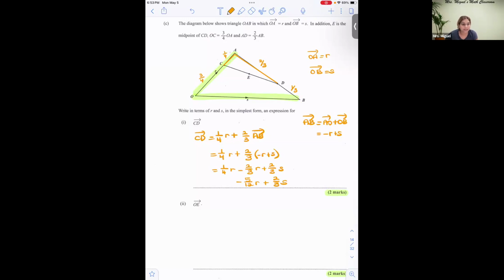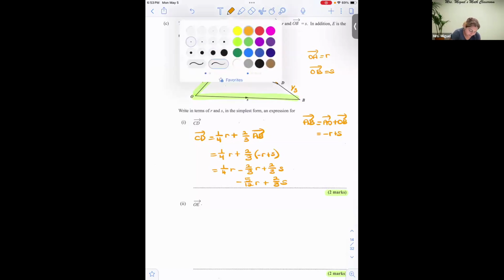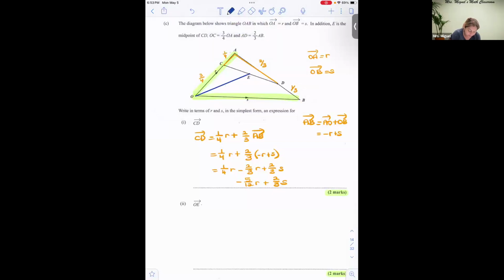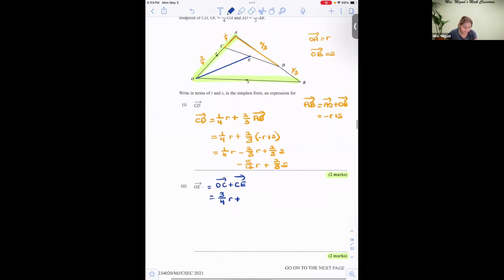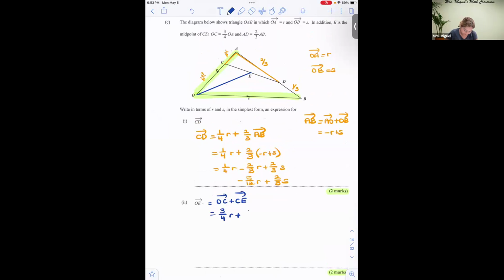Then we want to go from O to E. So watch where OE is. We already found CD. So to go from O to E, we could go from O to C and then from C to E. So O to C is 3/4 R. That's straightforward. And what did they tell us about CE? It is the midpoint. So it is a half of negative 5/12 R plus 2/3 S. The most difficult and challenging part of this whole question was just to use the distributive law and multiply it out. So multiply it out and simplify the answer for me.